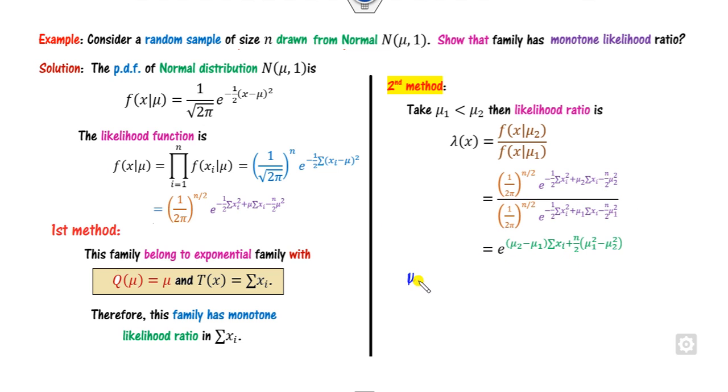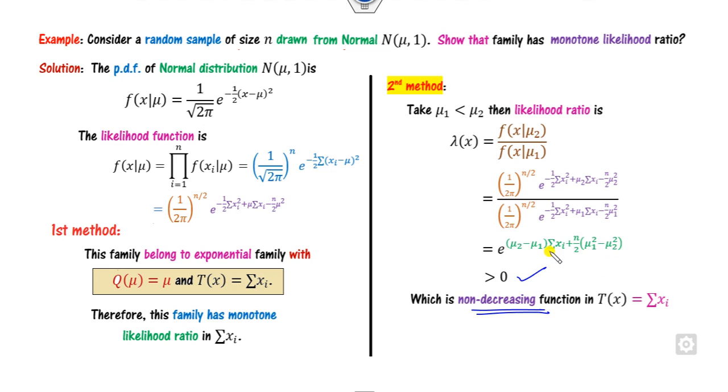Now mu1 is less than mu2. What is the meaning of that? Mu2 minus mu1 is positive. This number is positive. What is this number? It means mu1 square minus mu2 square is less than 0. But because this exponential part can never be negative, it is always greater than 0. Hence it is non-decreasing.